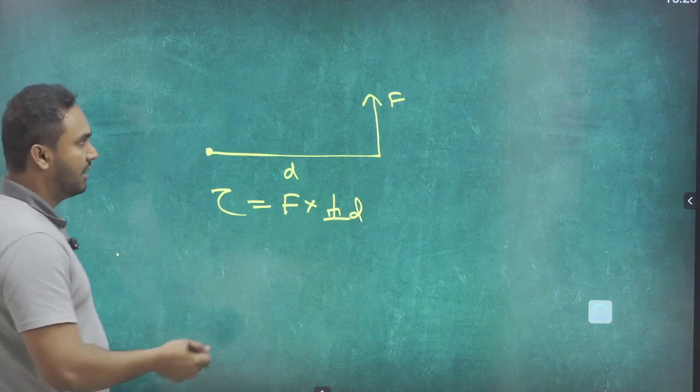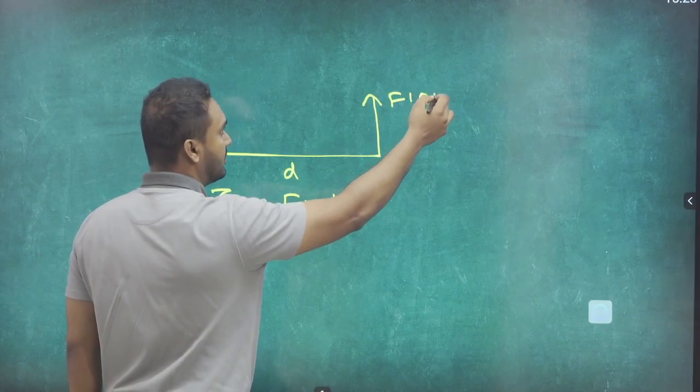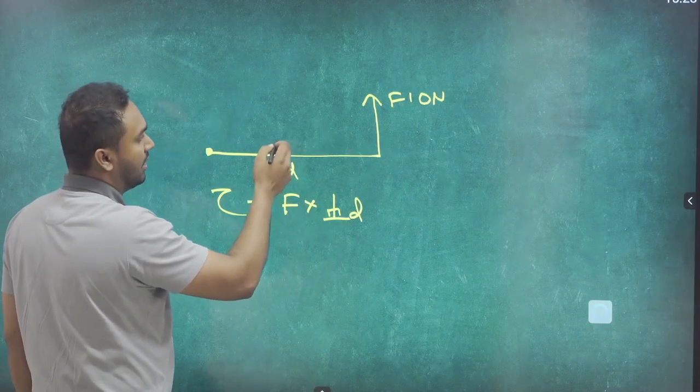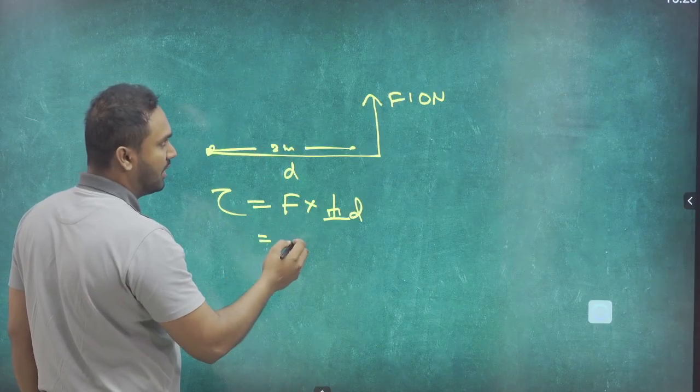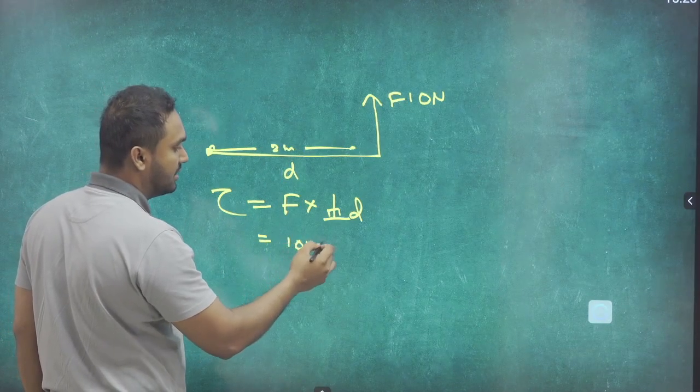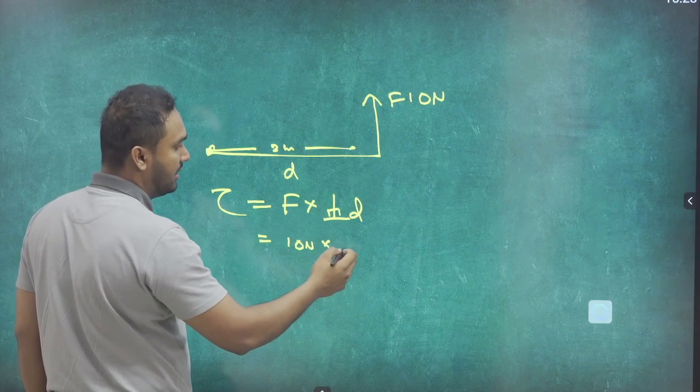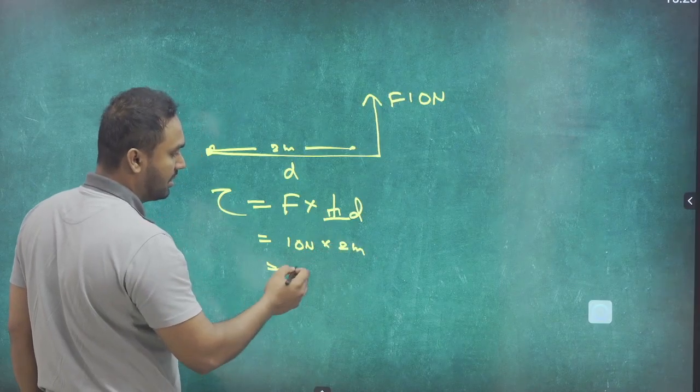If I take it in values, let's say this is 10 newtons at a distance of 2 meters, the torque will be how much? 10 newtons into a distance of 2 meters, how much?